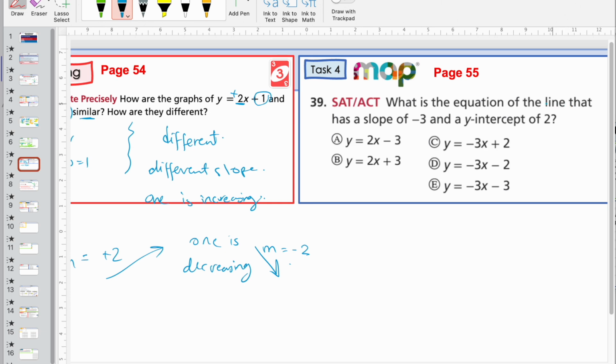What is the equation of the line that the slope is negative 3? Without looking at the options, I'm going to write my equation. Y equals mx plus b. Negative 3 is my slope. And the y-intercept is 2. Okay. B is 2. Which one is this? Is it this one? This one? No. The B should be 2. No, the slope is negative 3. So yes, it is this one.